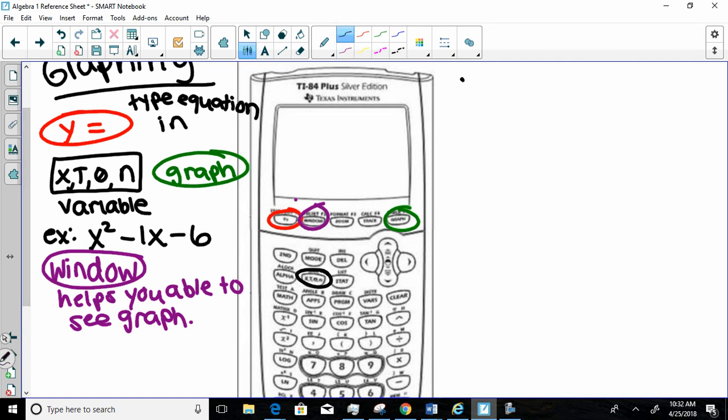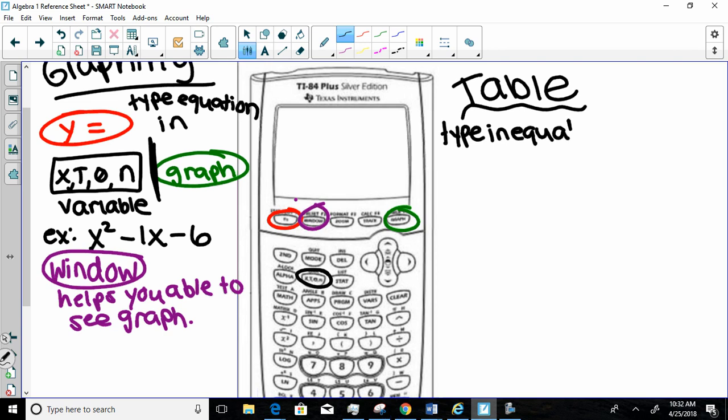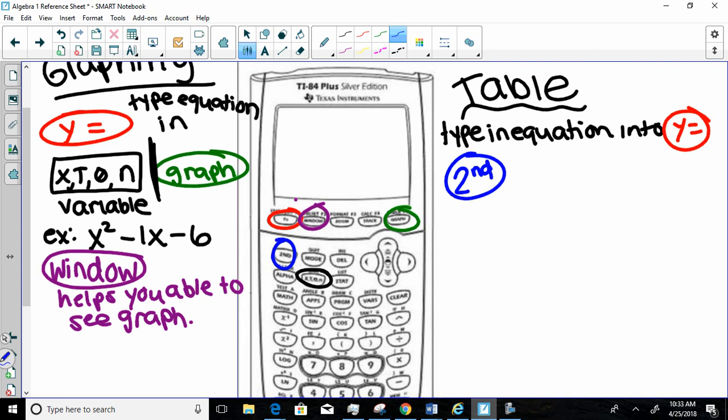Okay. Next, we're going to do table. So we usually use a table. What we usually want to see the table for is to find our x-intercept, your y-intercept, your bump. What's that bump known as on the table? Vertex. Anything like that you need to see a table for. You do the same part up to here. And then you type in your equation into y equals. And then what do you have to press? Second. So, second, and then.